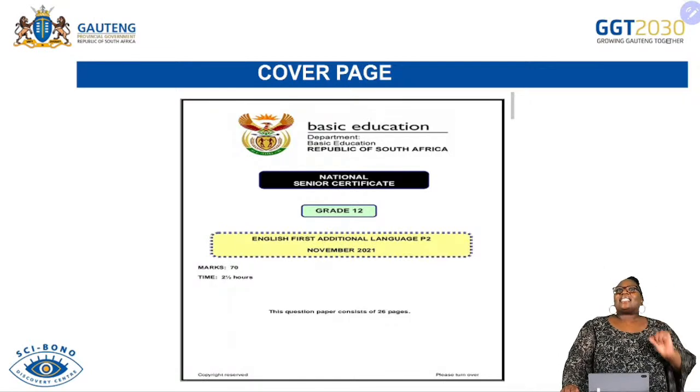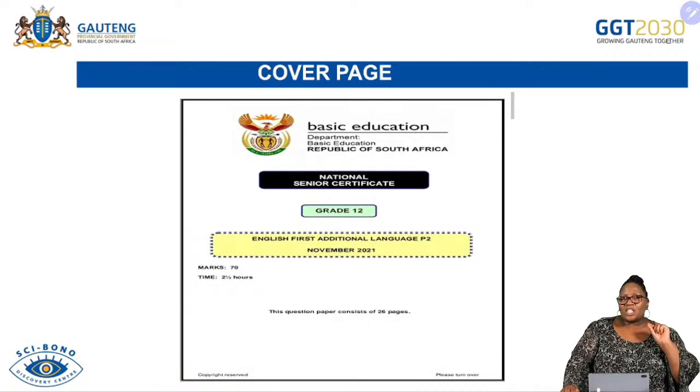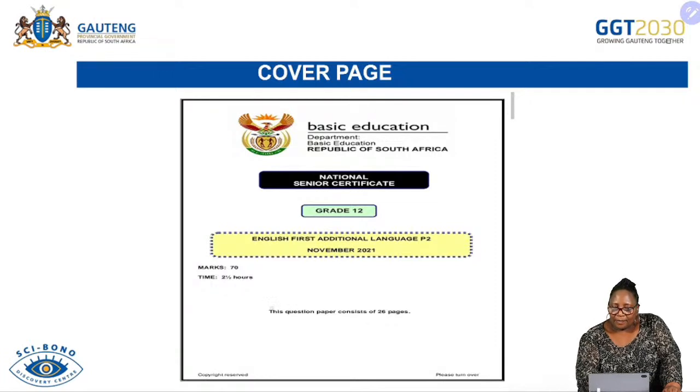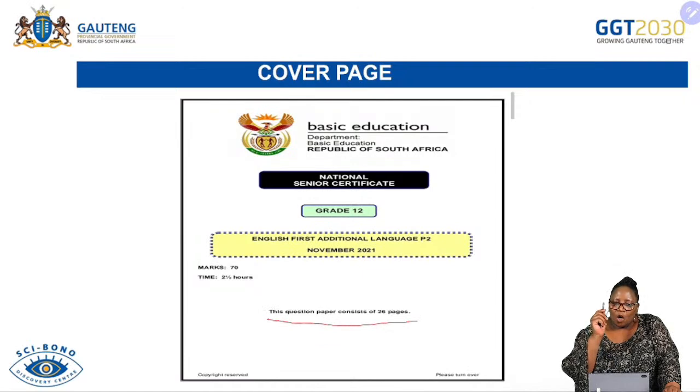What is at stake with your Grade 12 Paper 2? You will be writing for 70 marks, and the duration of the paper is 2.5 hours. Like I've mentioned earlier, the question paper will consist of 26 pages or more.